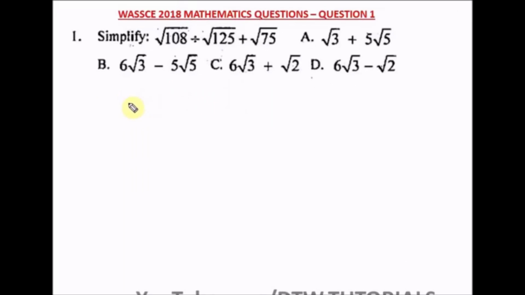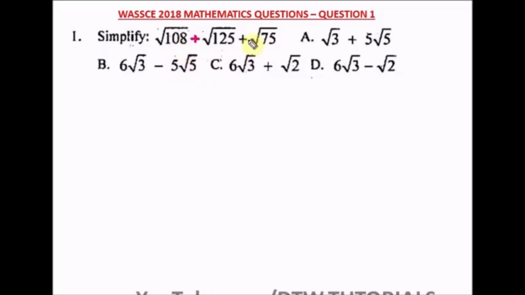Question 1 of the WAEC 2018 Mathematics past question, that is your WAEC 2018 exams. It says simplify the square root of 108. This is not a division, this is a plus, okay? There's a plus here, then plus the square root of 125 plus the square root of 75.